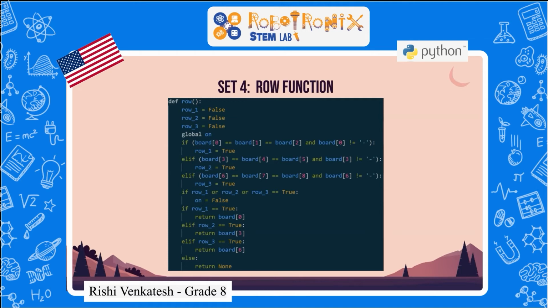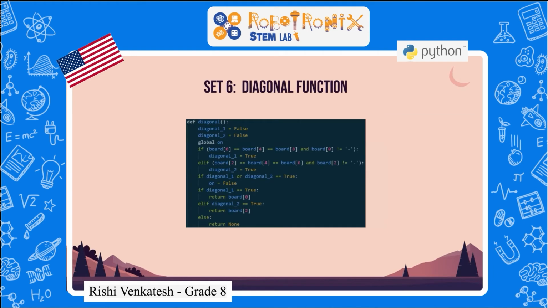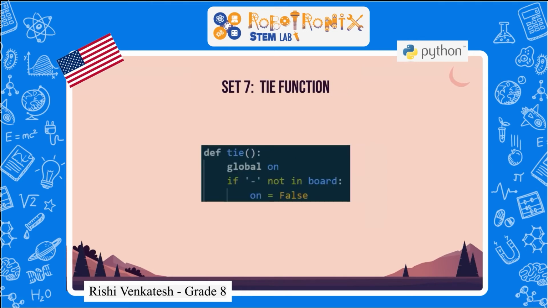And then we have the column function. It's basically the same as the row function, except it just does it for columns. And here we have the diagonal function, which is basically the same as the previous ones, but here it's for diagonals. And this is the tie function. It checks for a tie, and as long as there's not a hyphen in the board, it changes the game on value to false, so that it indicates that the game is over and no player has won.